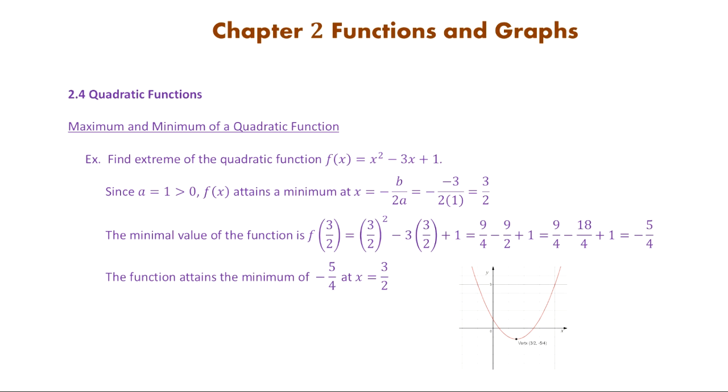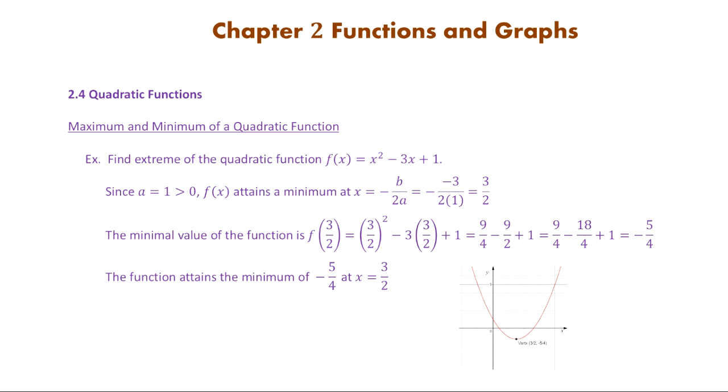Next. Find the extreme of the quadratic function. Okay, again, this is the same kind of question asked in different words. Extreme means either maximum or minimum. So the function we have here is f(x) equals x squared minus 3x plus 1. The leading coefficient is positive. So we're going to get the minimum for the function.